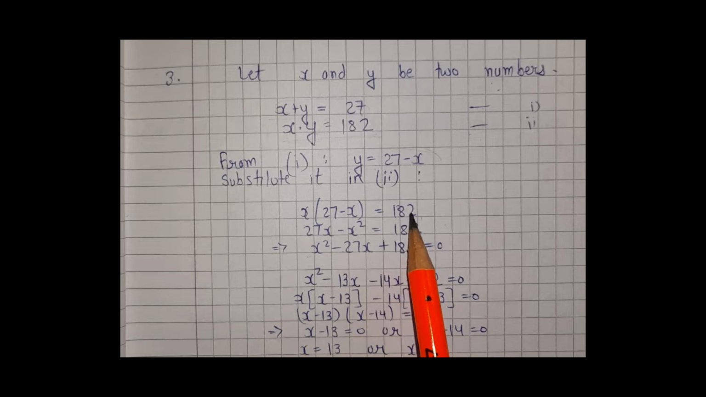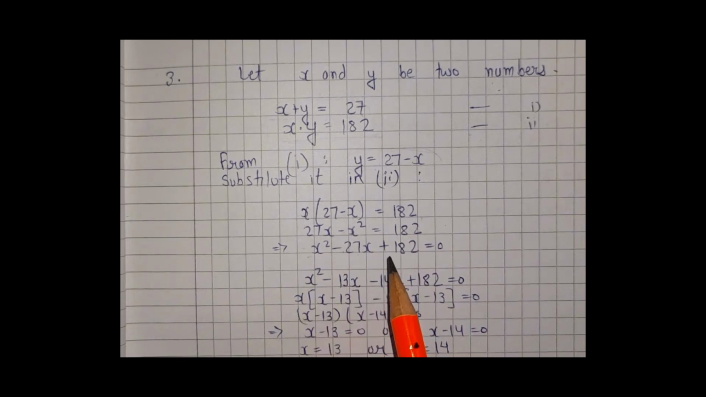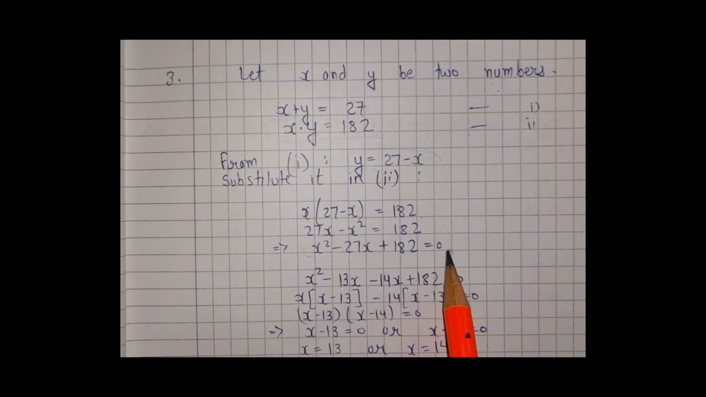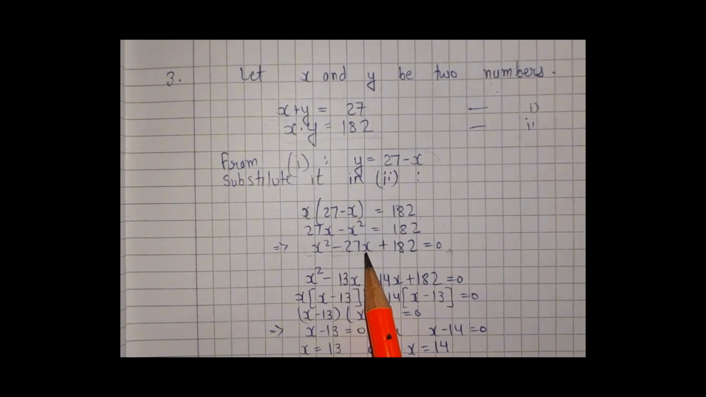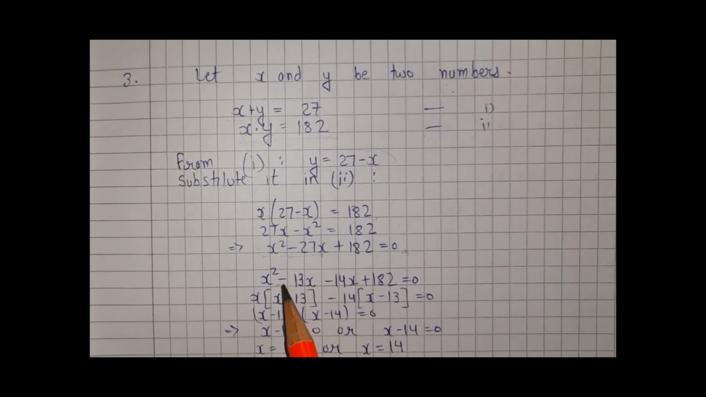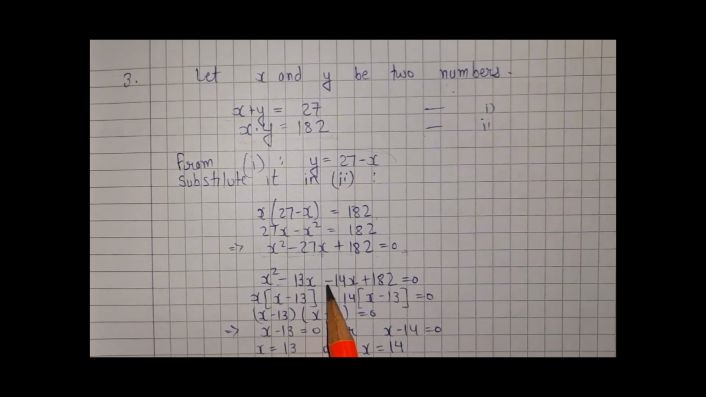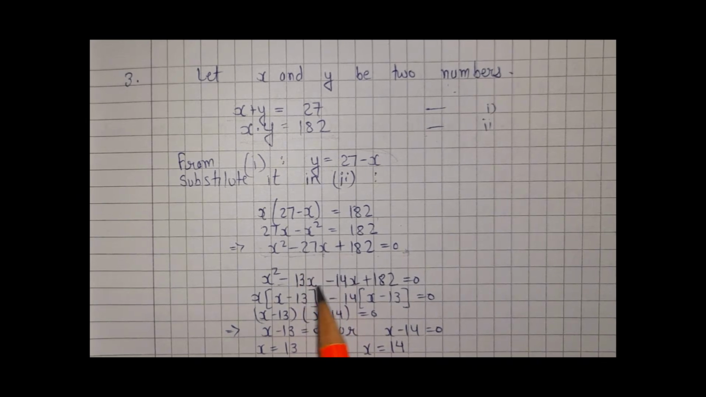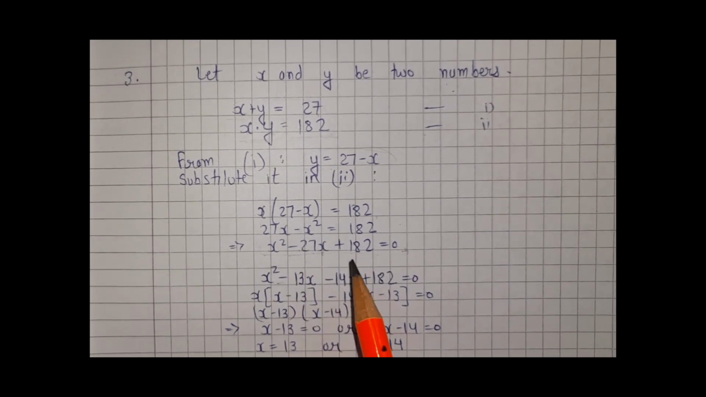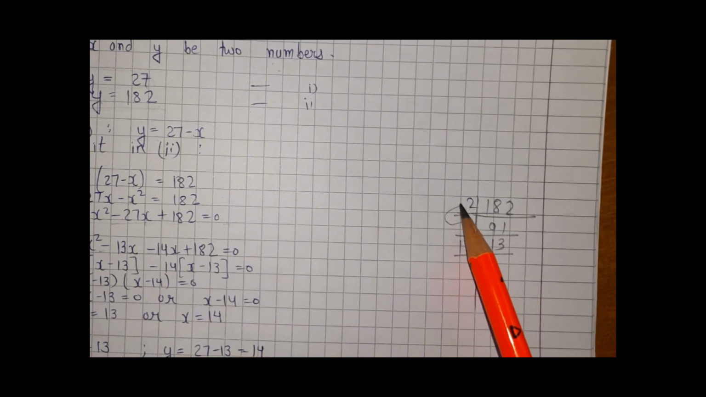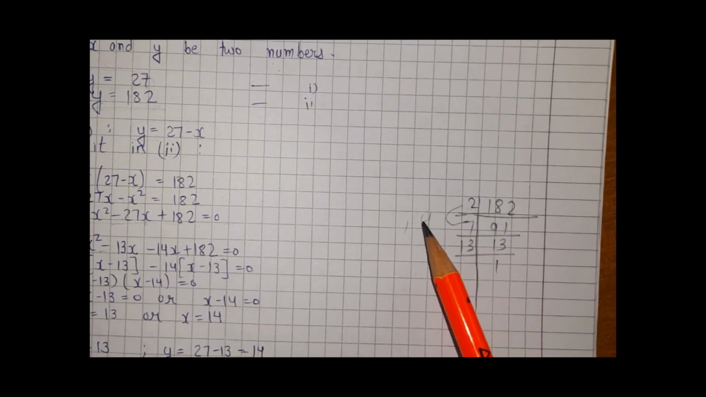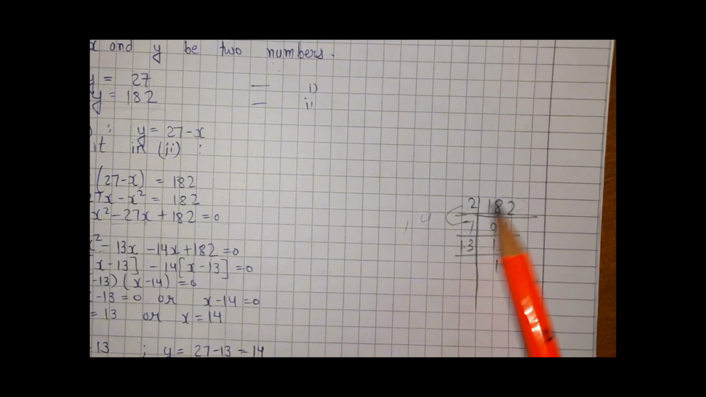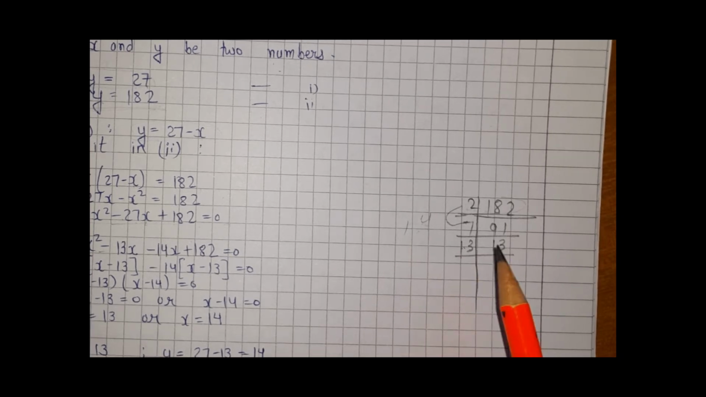After solving this equation, we have x square minus 27x plus 182 equals 0. Now to find the value of x, we need two numbers such that their addition will become minus 27 and after their multiplication we will get 182. So minus 13 and minus 14 are the two numbers such that their addition will become minus 27 and their multiplication will give 182. That is 7 into 2, 14, 13 as it is. 14 into 13 equals 182 and 14 plus 13 equals 27.